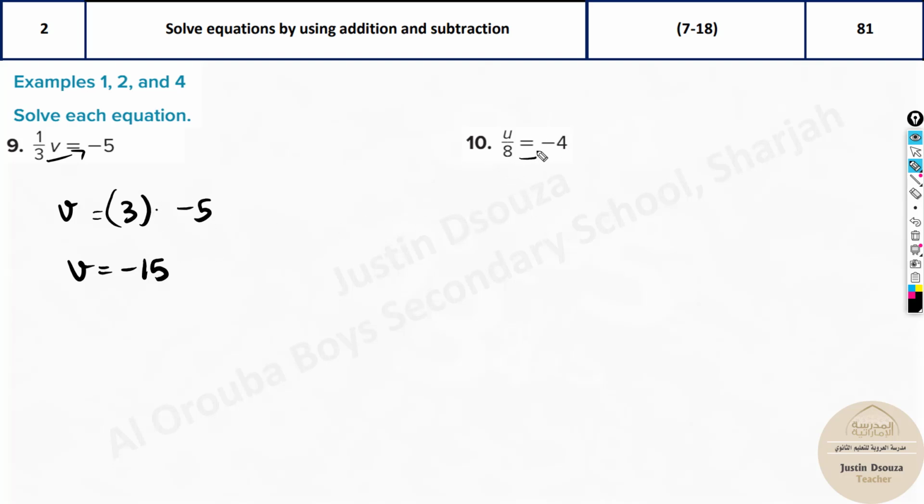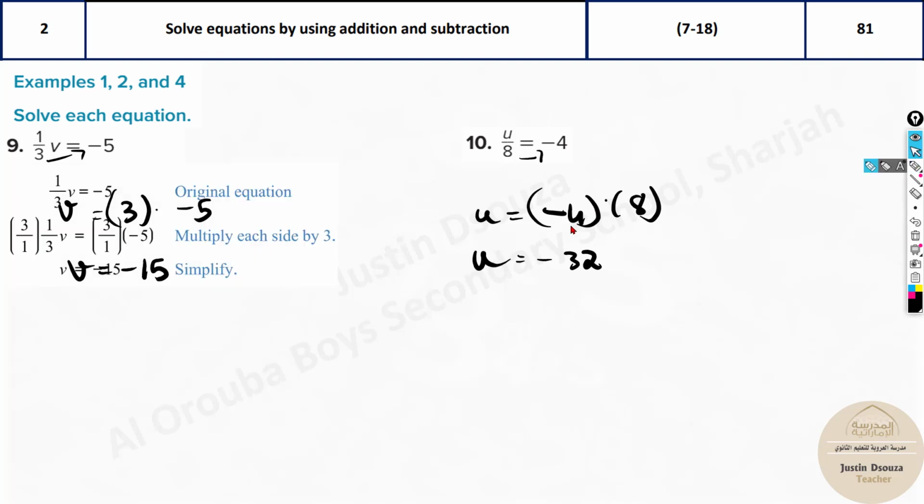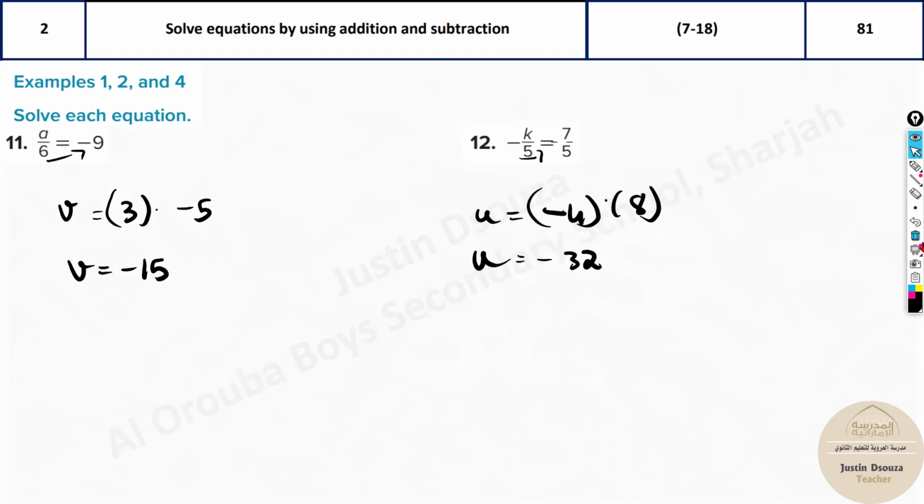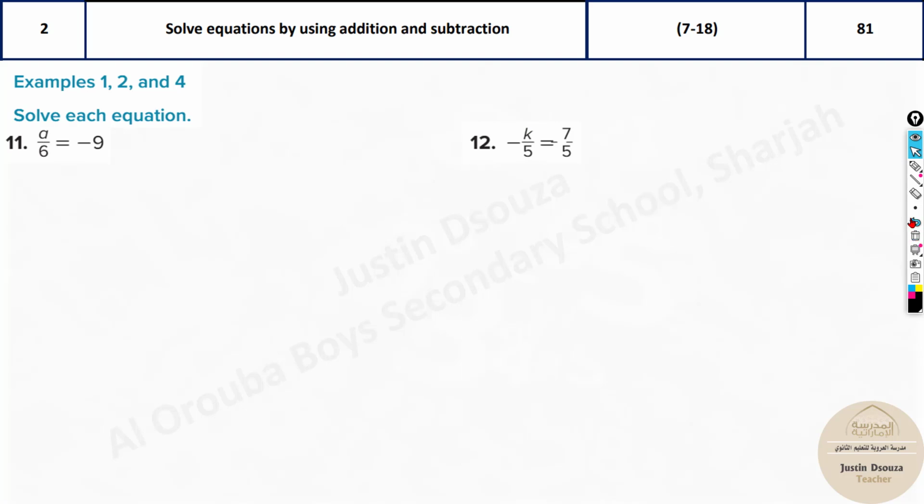Here also, 8 goes to the other side. U equals minus 4 times 8, or you can write 8 times minus 4. It's the same thing. 8 fours are 32. Negative sign. That's the answer. So this is how we basically solve these problems. Minus 15 over here, minus 32. You can solve all these problems by yourselves, but I'll show the calculator shortcut method.